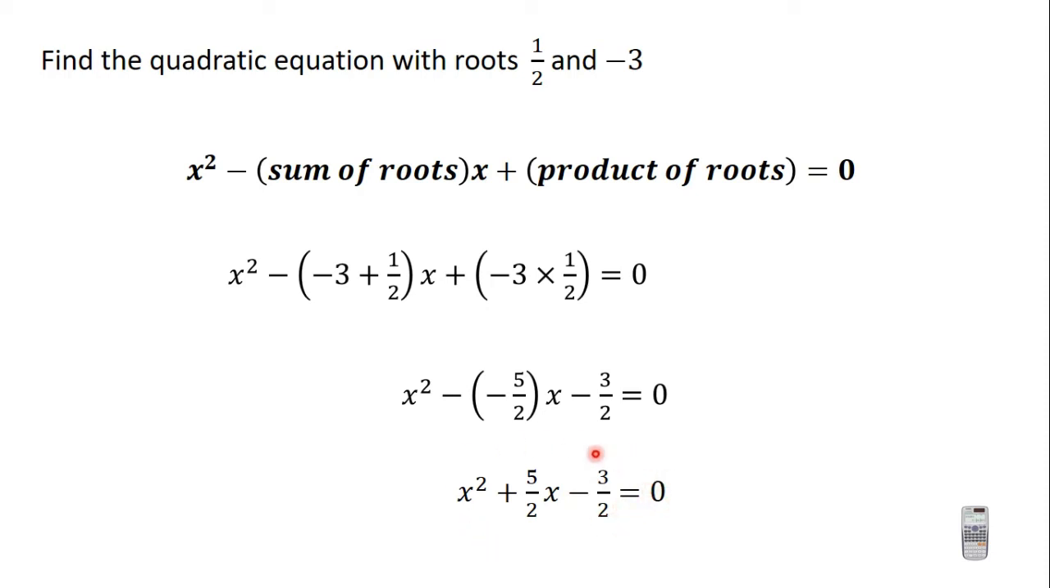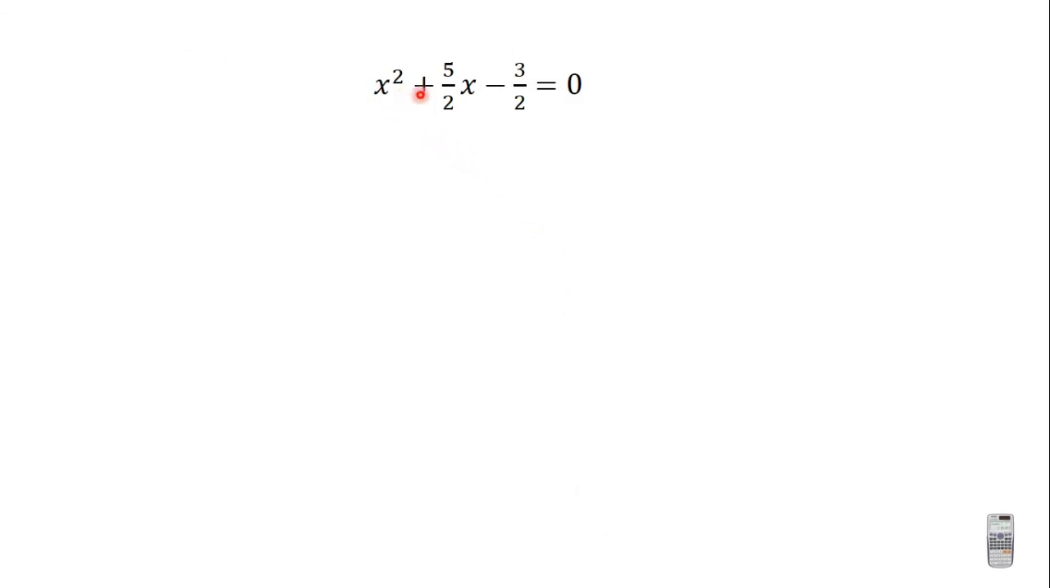We have fractions in our equation. We are going to multiply through by the LCM of the denominators to remove the fractions. So our equation is x squared plus 5 divided by 2x minus 3 divided by 2 is equal to 0. We have two fractions here. In the first fraction, that is 5 divided by 2x, the denominator is 2. In the second fraction, that is 3 divided by 2, the denominator is 2. So we multiply each term in this equation by 2. We will have 2 times x squared plus 2 times 5 divided by 2x minus 2 times 3 divided by 2 is equal to 2 times 0.